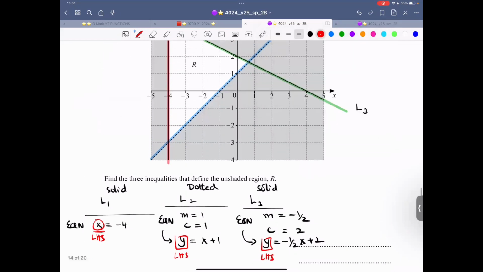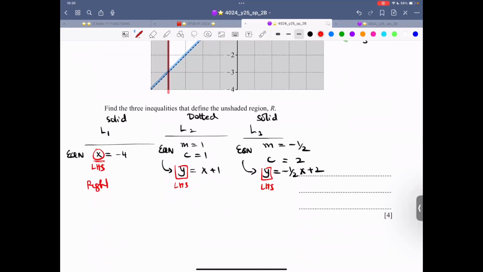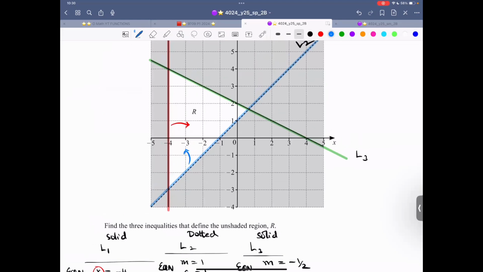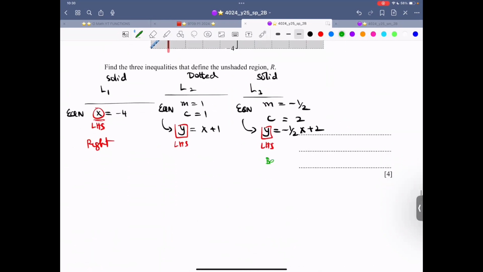Now the region is to the right of the red line. For the blue line, this region is above the blue line. And for the green line, it's below. So green line is below, blue line is above, red line is right.